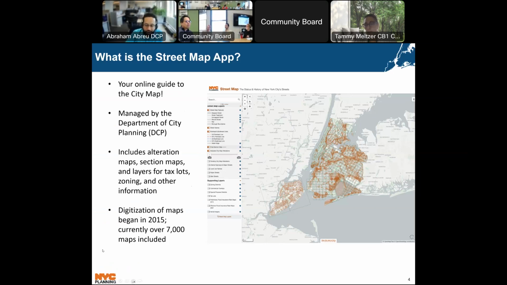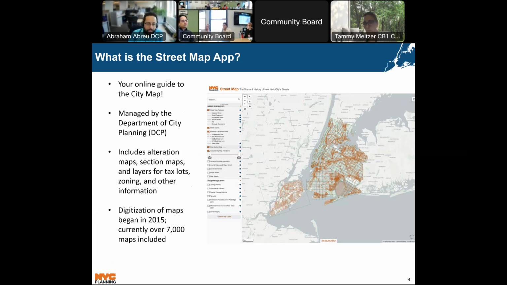all that on there. These maps were formerly all paper, right? And Mylar. So the digitization of these maps began, the project started in 2015, and there's currently over 7,000 alteration maps included on this.